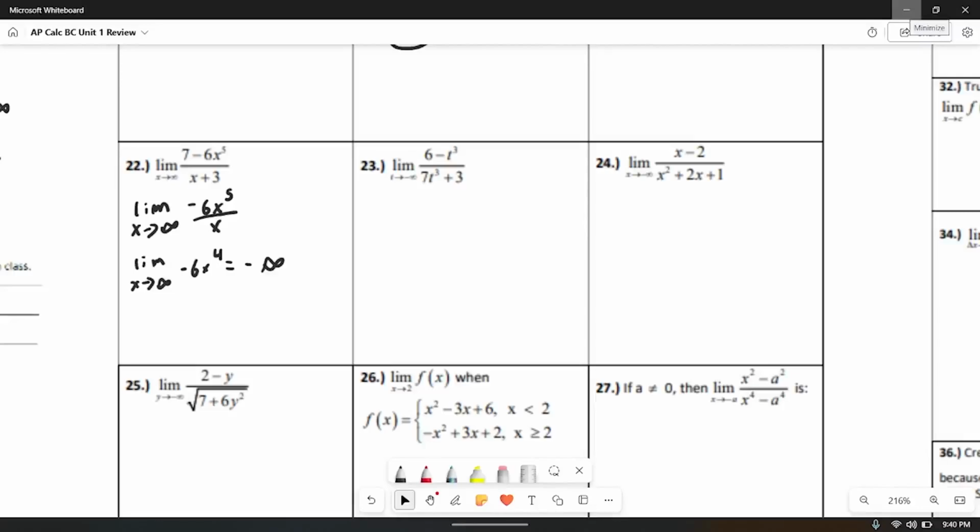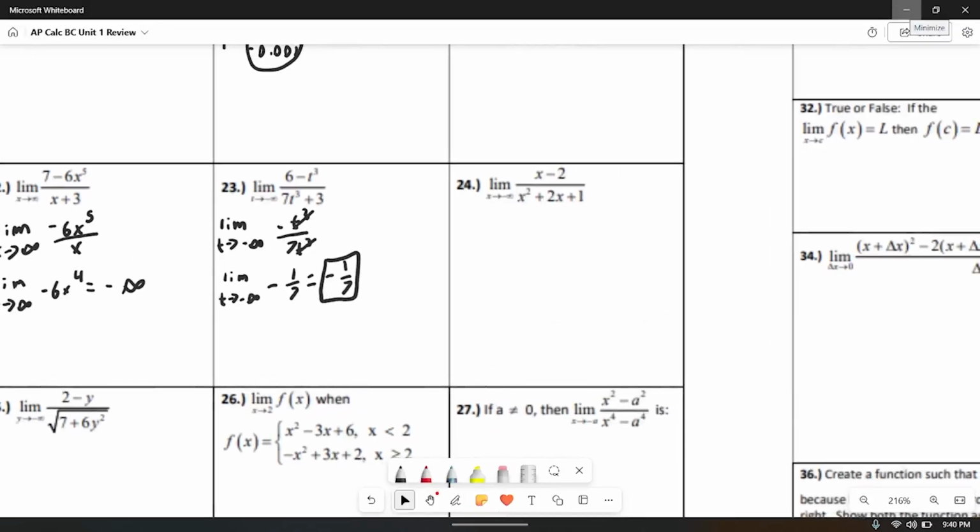That's it. Alright, so for this next one, we're going to do the same thing. It tries to throw you a loophole with t, but it doesn't really matter the variable. This one's to negative infinity, though, so we might have to be a little bit careful. But let's solve this. So we've got negative t cubed over 7t cubed. Alright, the t cubes cancel out. So now we have the limit as t approaches negative infinity of negative 1/7, and that's just negative 1/7 because there's no t left. So that's our answer.